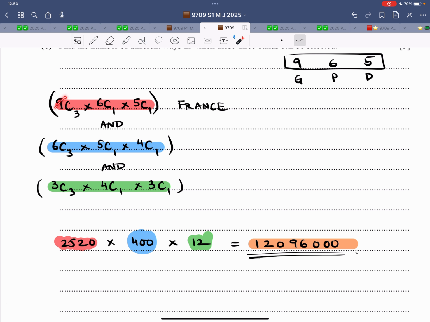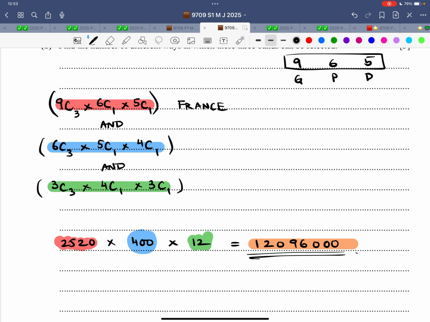Now 9 and 3 subtract to give you 6, 6C3. 6 and 3 subtract to give you 3, 3C3. 6C1, 6 and 1 subtract to give you 5. 5C1 becomes 4C1, becomes 3C1. So now this answer is this much.